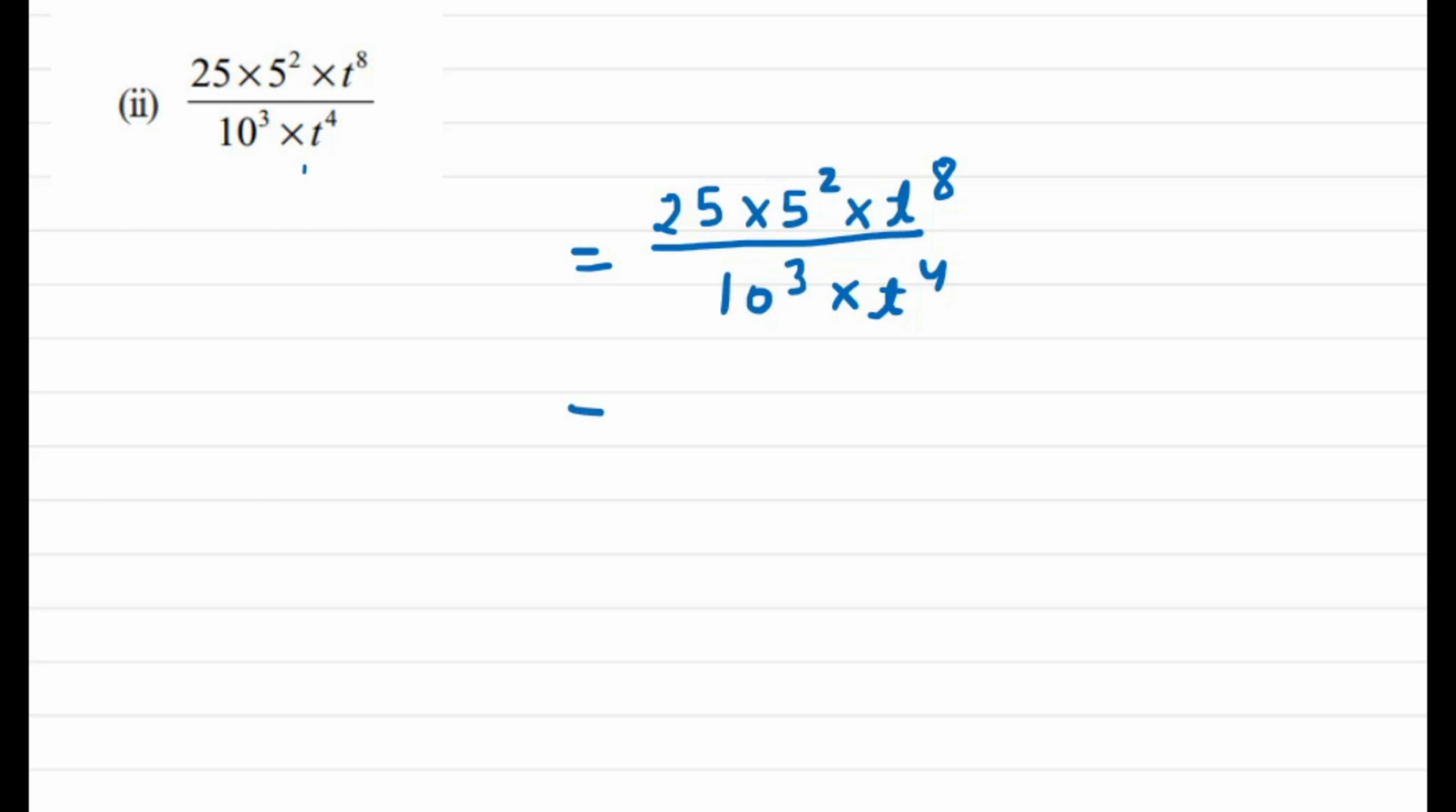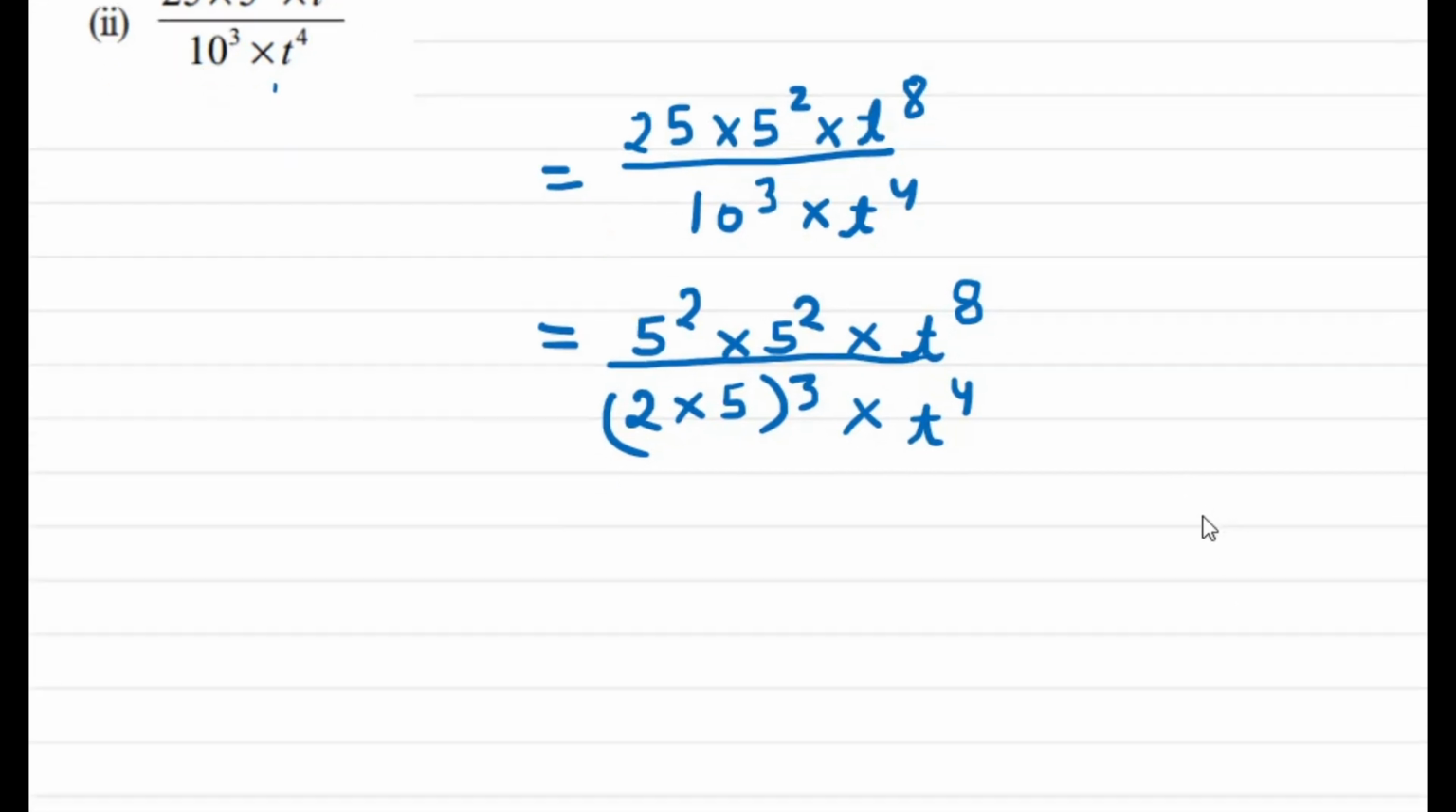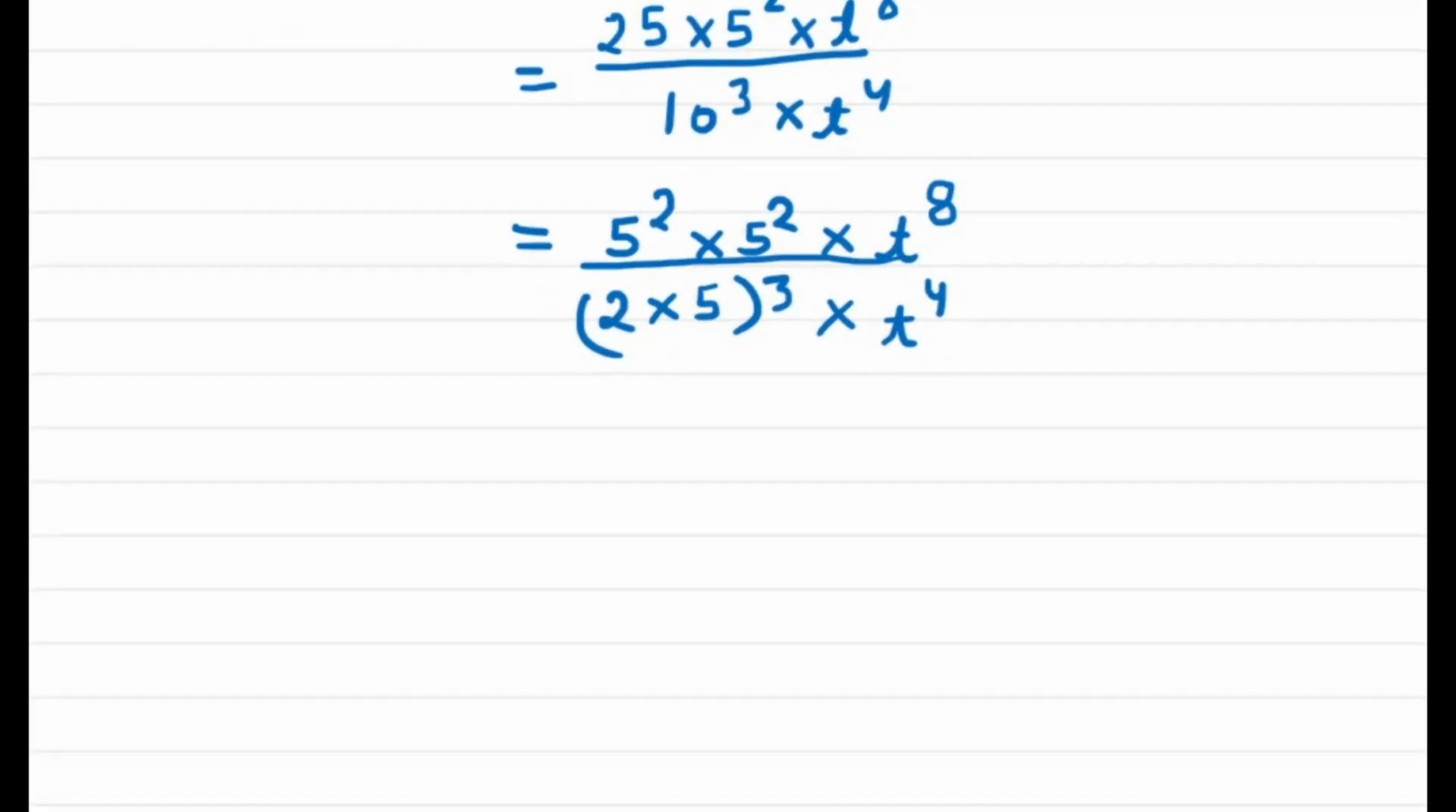Now we'll break it down. Here this 25 can be written as 5 square. You know that 25 is 5 into 5, so 5 square is given. We'll write t to the power 8 as it is, and it's divided by 10, which can be written as 2 into 5, whole cube, into t to the power 4. Now our next step will be to calculate the terms having the same base.